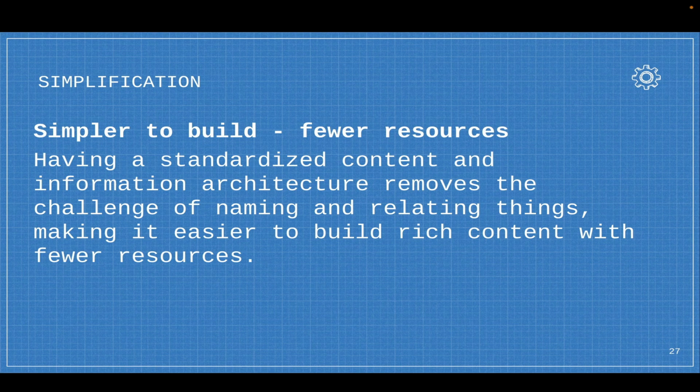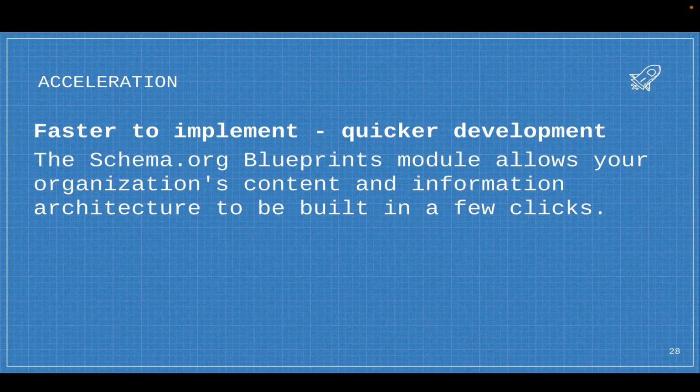Having a standardized content information architecture removes the challenge of naming things. Developers spend days even doing relationships and managing them. They're all managed by this module. It creates those entity references for you. So you need fewer resources to build rich content. And this all leads to just acceleration. It's faster to implement. It allows your organization's content and information architecture to be built in a few clicks.